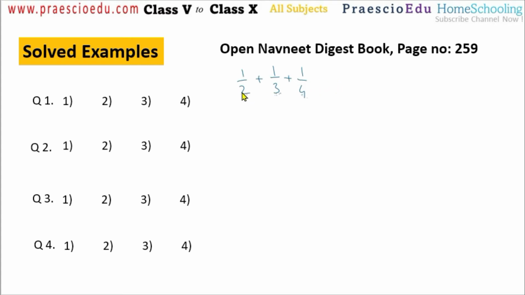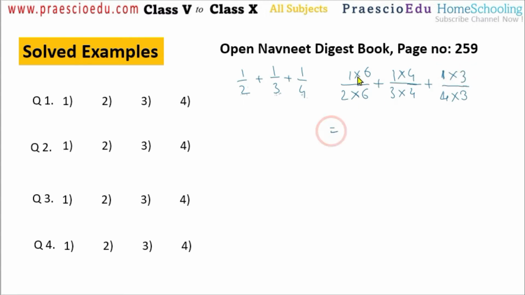So to make 12 for all the denominators, 1 by 2, multiply by 6 to make it 12. The same 6 has to multiply in the numerator also. Plus 1 by 3: 3 multiplied by 4 to get 12, and the same 4 multiplies the numerator also. Then plus 1 by 4: 4 multiplied by 3 to make 12, and this 3 also we have to multiply to the 1 in the numerator.